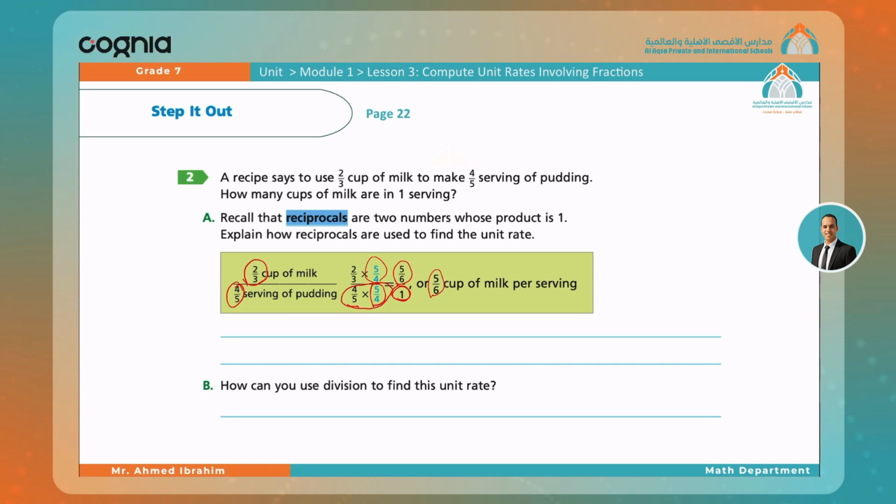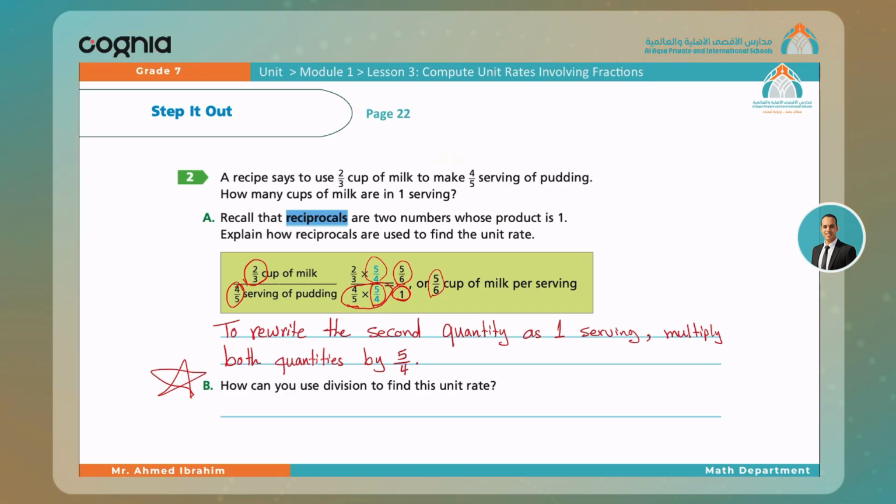Okay, so let's explain how reciprocals are used to find the unit rate. So what we did here, to rewrite the second quantity as 1 serving, multiply both quantities by 5/4. We multiplied by the reciprocal of the second quantity. Question B, how can you use division to find this unit rate? And I'll put a star here because this is really important, because you can use this in most of the questions to find unit rate. And it's really easy, guys.